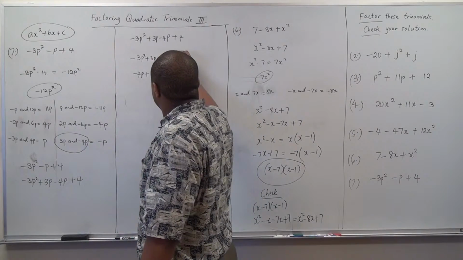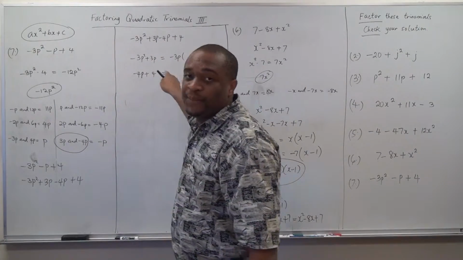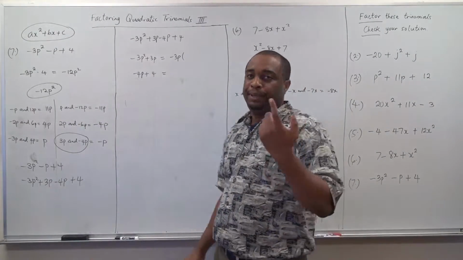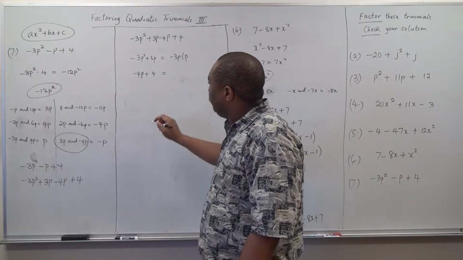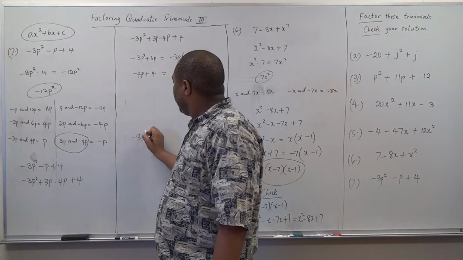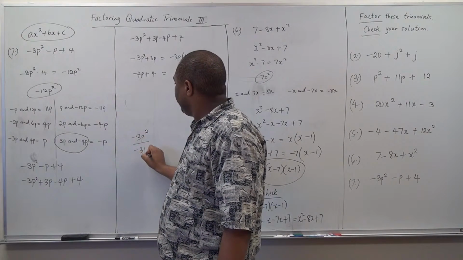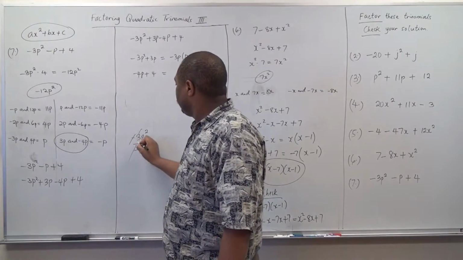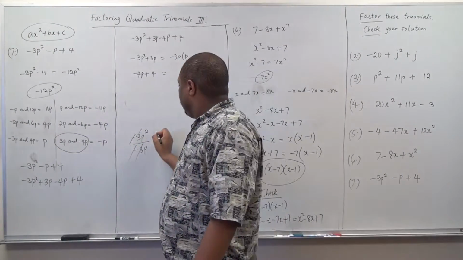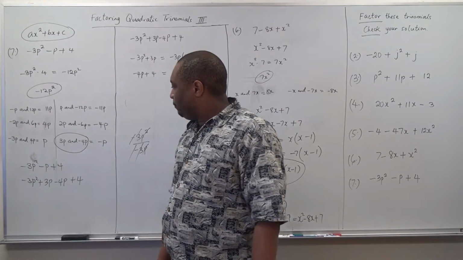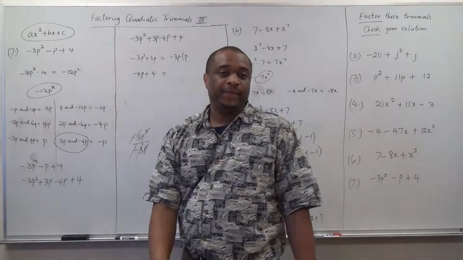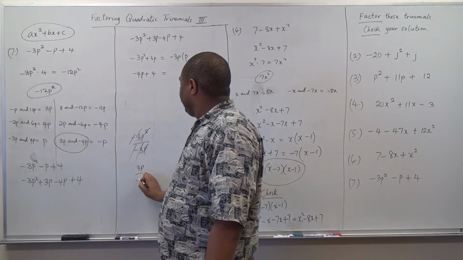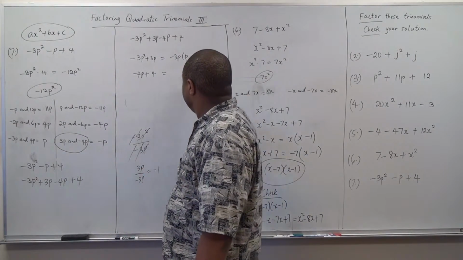Negative 3p, right? So when you do negative 3p squared divided by negative 3p, it gives you p. Remember, if you are confused, I have to do it here. Negative 3p squared divided by negative 3p. Negative will divide negative to give you positive. 3 will divide 3 to give you 1. P will divide p squared to give you p. Only p. And 3p divided by negative 3p will give you negative 1.